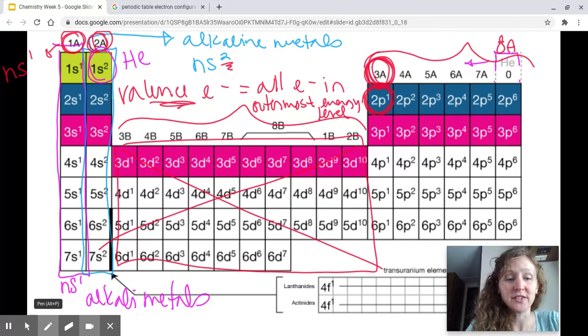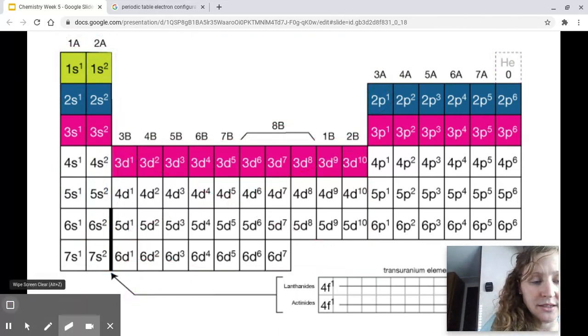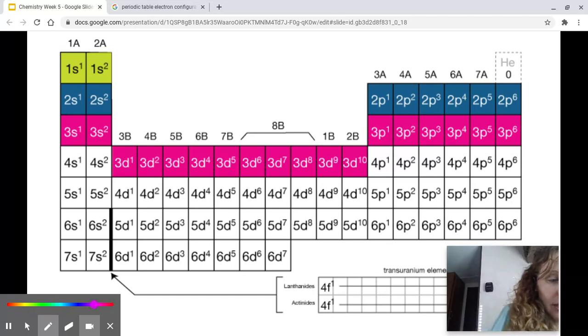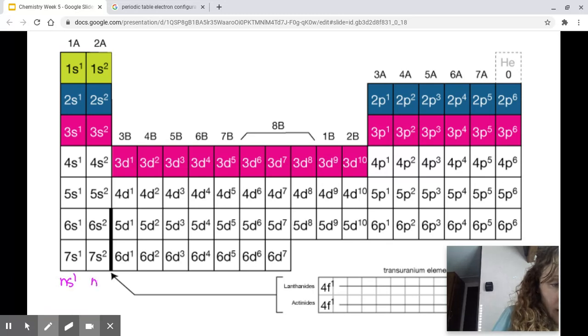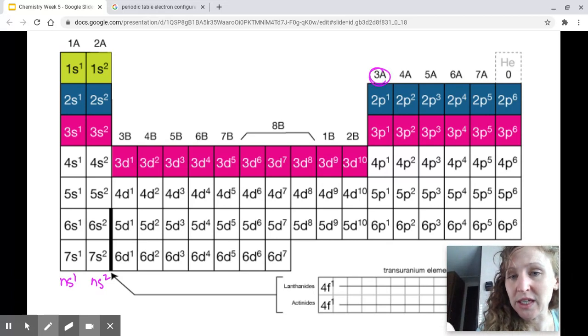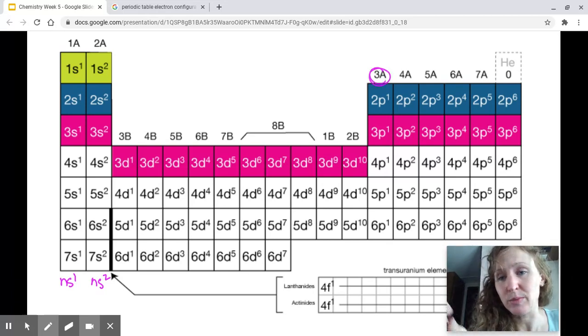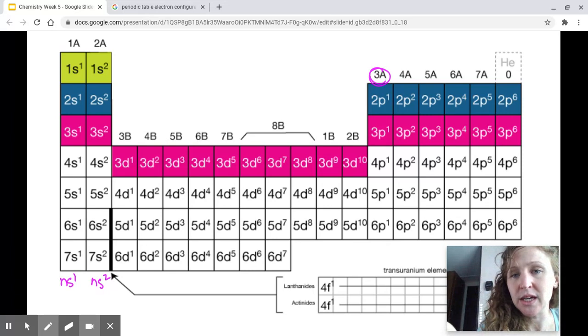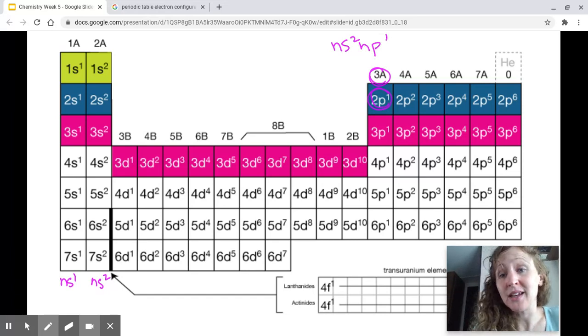So in order to write the electrons for that energy level, you have to include S and P. So the code for this family, let me delete some of what we have here, make it a little bit nicer. I'll write the code down here. So this is NS1, this is NS2. The code for this family, the 3A family, has to include the S's and the P's. So it's going to be NS2 because all of these have their S's filled, and then NP1. And again, that can represent any of these.